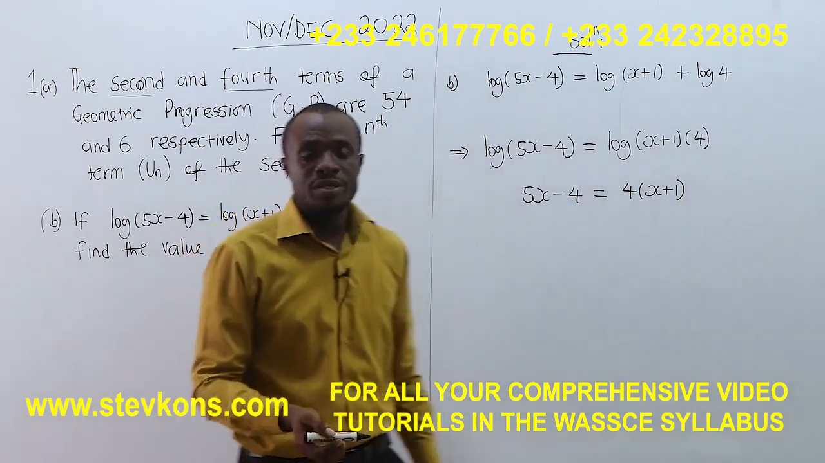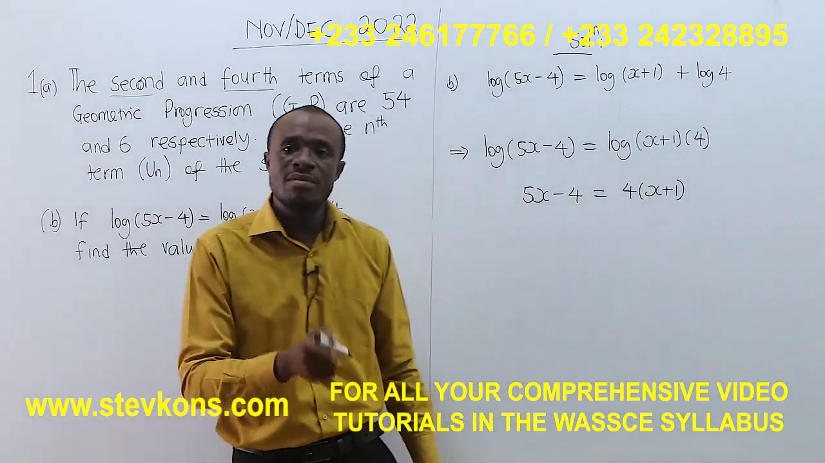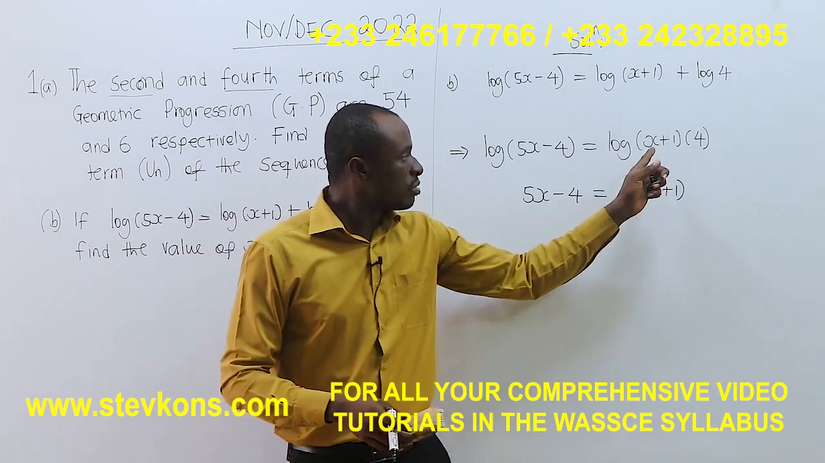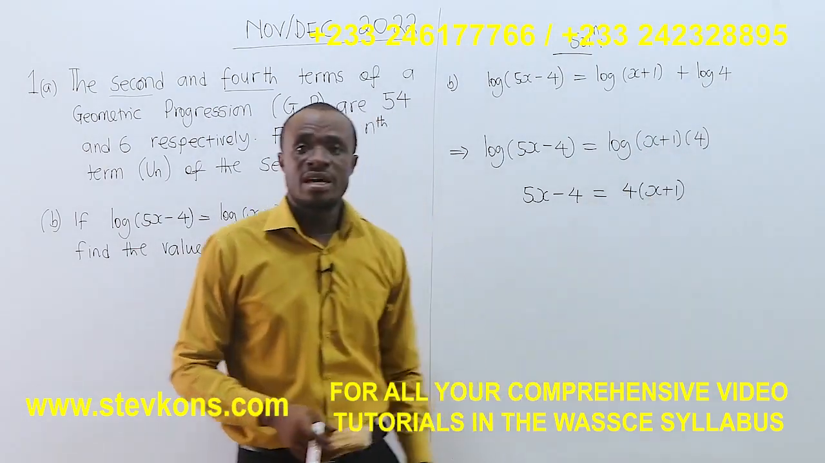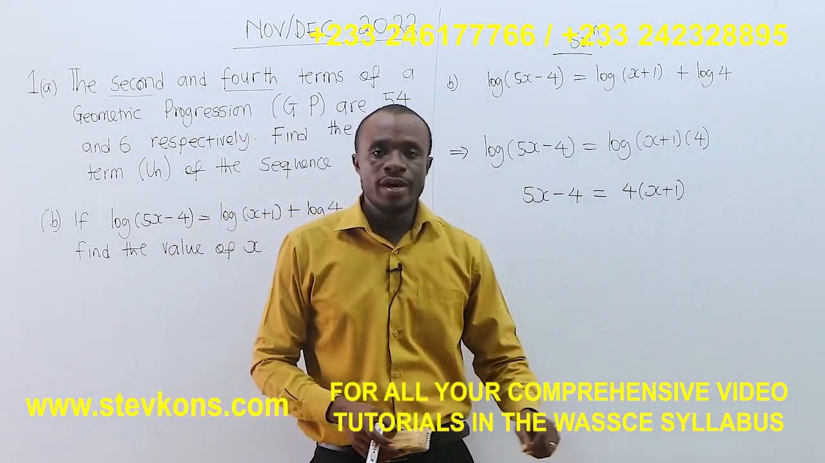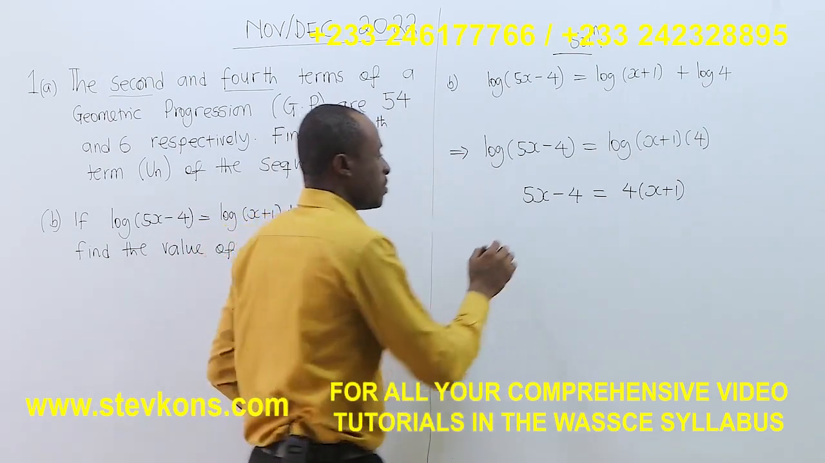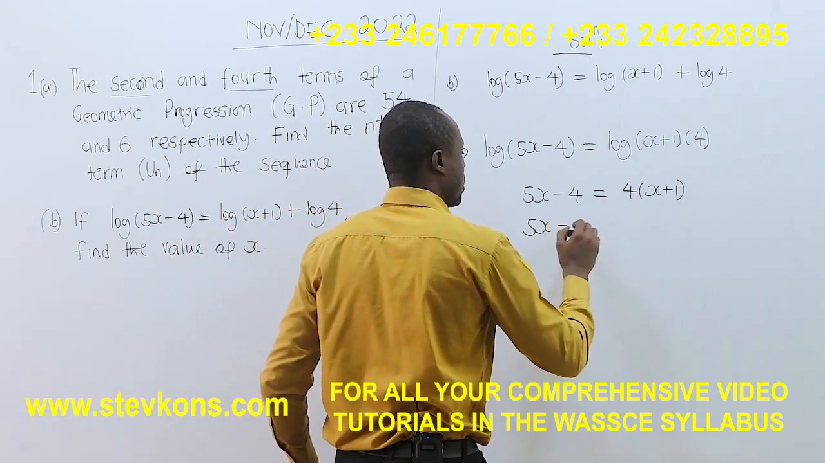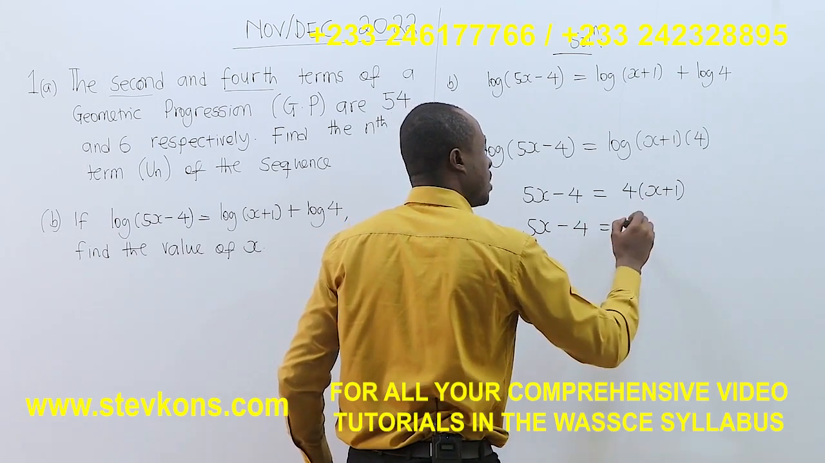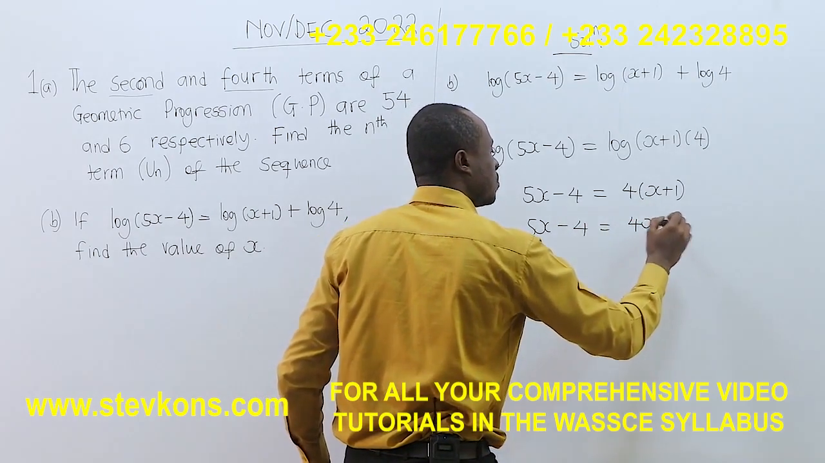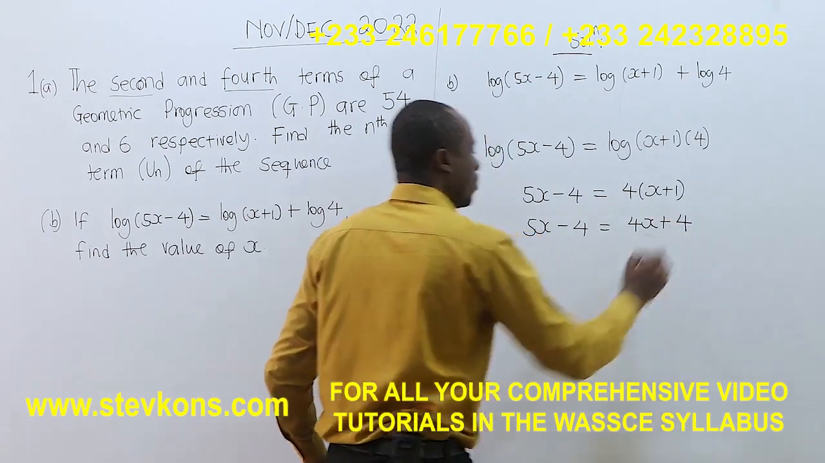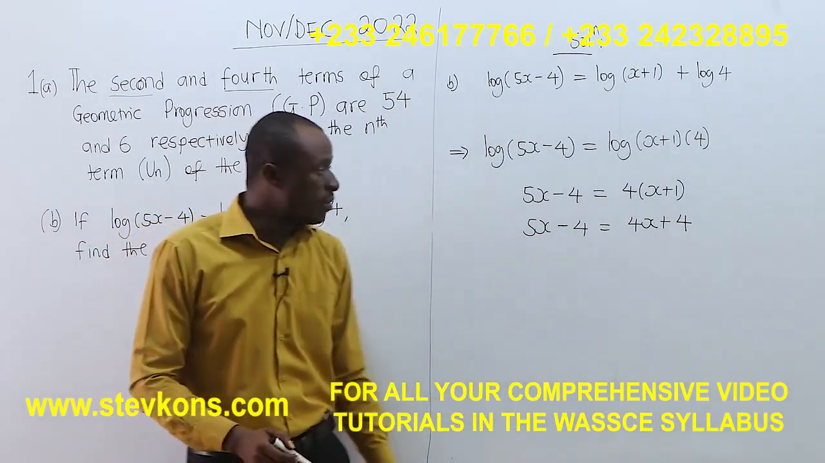Multiplication is commutative. 2 times 3 is the same as 3 times 2. So this times this is the same as this times that. Now from here, what do we do? We expand using the distributive property. So we have 5x minus 4 equal to 4 times x, that is 4x, plus 4 times 1, we have 4.